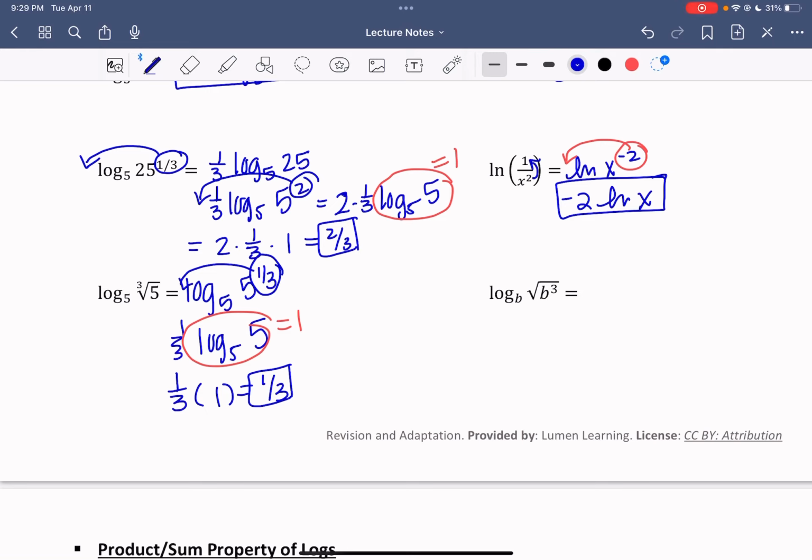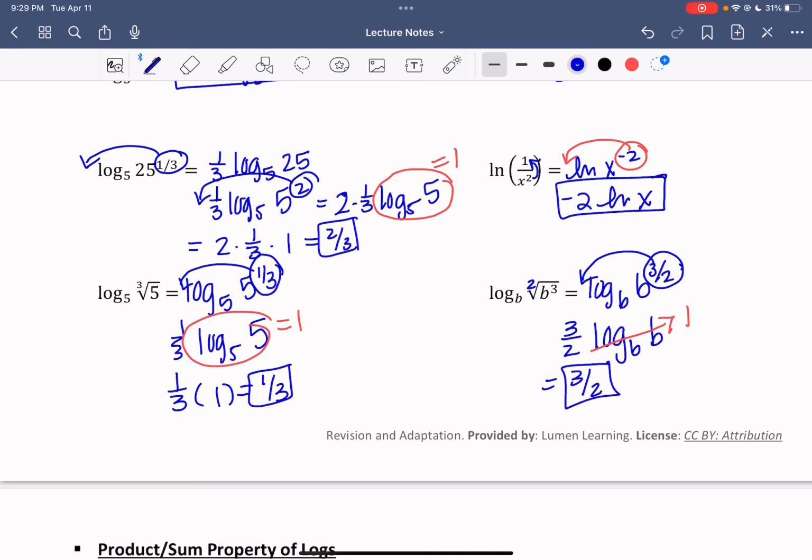Last one on this page here, I have log base b of b to the 3rd. Now remember, this is a square root. So when I make a root into an exponent, that would be log base b of 3 is the power, 2 is the root. So that's how I get that 3/2. Then on the exponent property, I could bring that out front. That gives me 3/2 log base b of b. And then we know that when the base of that log and what I'm logging are the same, that goes into 1 like we saw in those other problems. So I'm just left with 3/2.